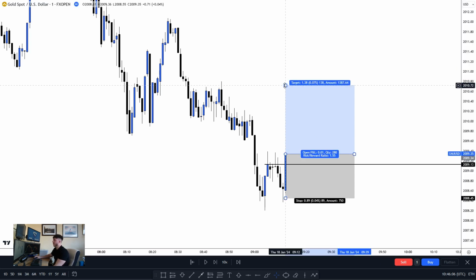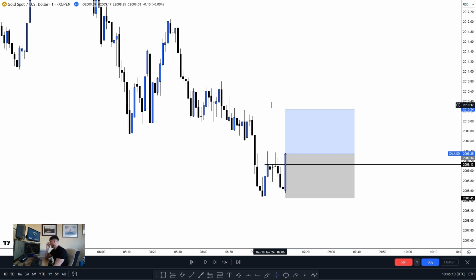Now, regarding your TP, there's a couple of options. If you are like me, I like to personally use runners within the market. So for that reason, if I am looking at a trade, I will usually take my profits at 1-to-1, leave a runner, and then in the future, use that runner to risk more on the counter position, which I can touch on in this example here.